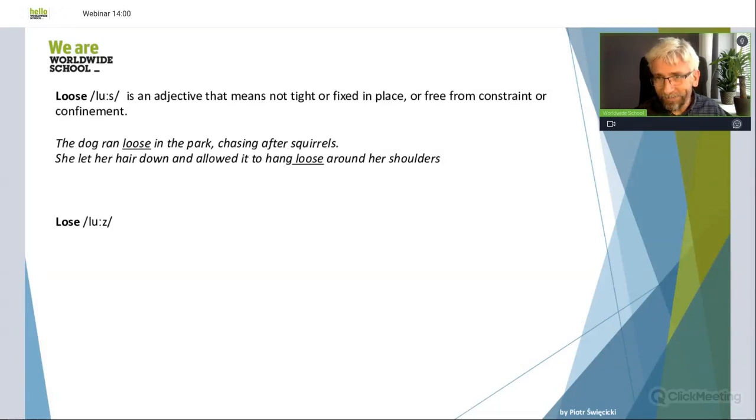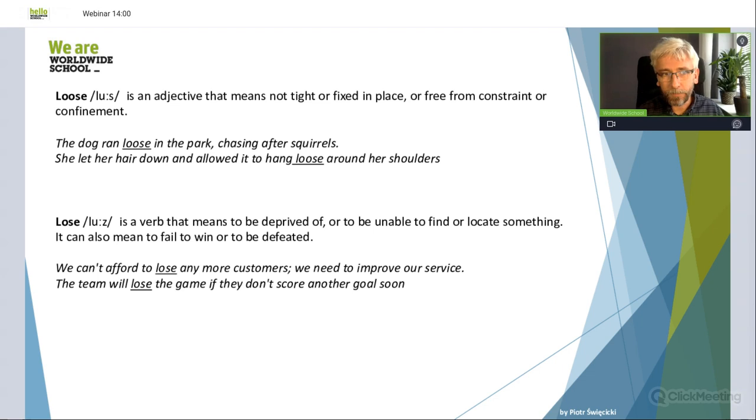The other one is lose. And it's not an adjective, it's a verb, which means to be deprived of something, unable to find, to locate something. It can also mean to fail to win, or be defeated. Like Harold II lost the battle, right? We can't afford to lose any more customers. We need to improve our service. Lose customers. The team will lose the game if they don't score enough points or another goal soon, whatever. Okay, lose and loose. That's a classic example, isn't it?